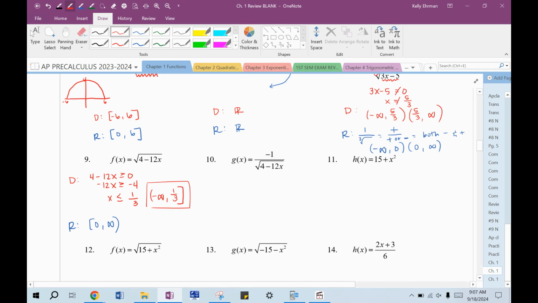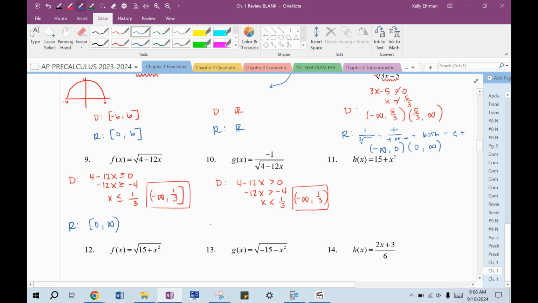And then I've made a slight adjustment to number 10. So now I put the square root in the denominator. So when I'm talking about domain, the only thing that changes is that now 4 minus 12x can only be greater than 0. It can't equal 0 because then we would have negative 1 divided by 0, which is undefined. So I should be going through the same steps to solve this. I'm going to flip the inequality symbol when I divide by a negative. 4 divided by 12 is 1/3. So now it's just x is less than 1/3. So the only thing that changes is that you don't include 1/3 with a square bracket.